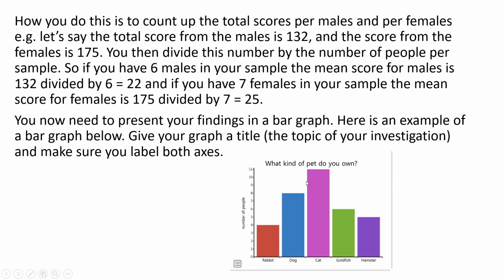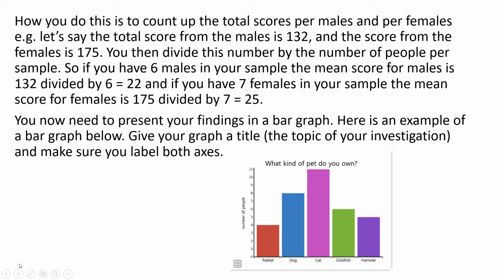Here is an example. It's not anything to do with obedience, and there are lots of different categories here. Notice that hamsters feature again. I'm surprised that hamsters are so low down on the list, but hey, what are you going to do? Give your graph a title. This title here is what kind of pet do you own? And label the axes. This axis here is number of people, and this axis here has the categories.